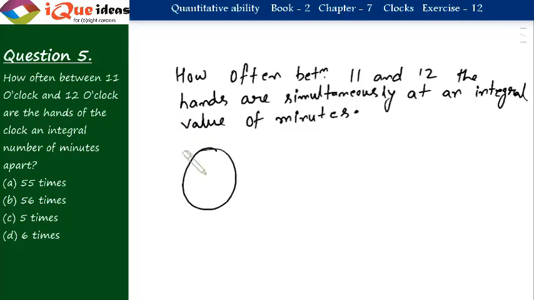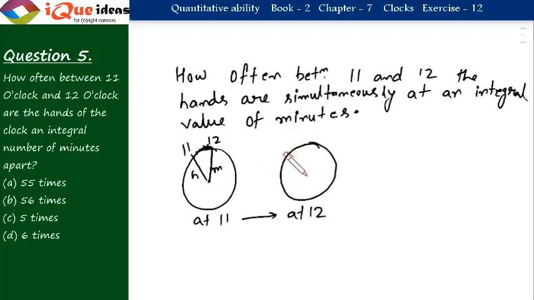So at 11 o'clock, this is a much easier question because at 11, the minute hand is at 12 and the hour hand is at 11. All right. The gap between them in terms of minutes is 5. So there are 5 gaps from 11 to 12, right? Now from 11 to 12, what happens? At 12 o'clock, the minute hand is again at 12 and the hour hand is also at 12 only. Both minute and hour hand are at 12 o'clock.